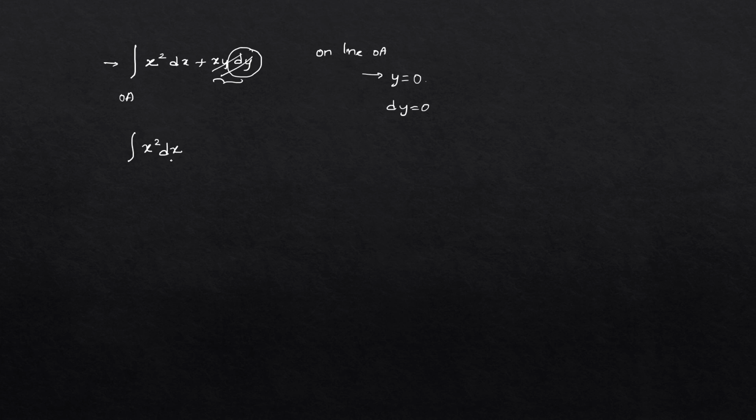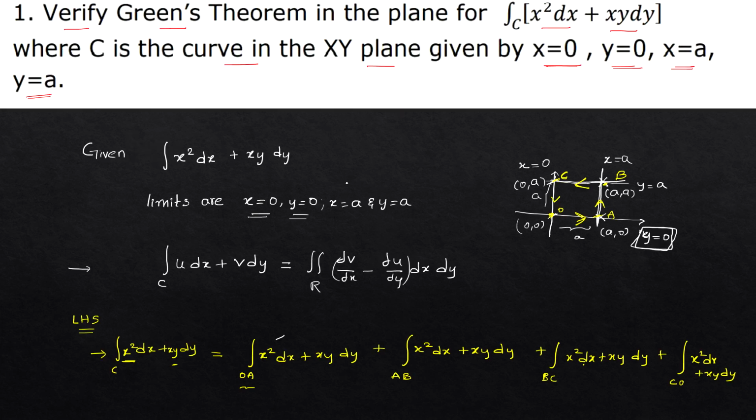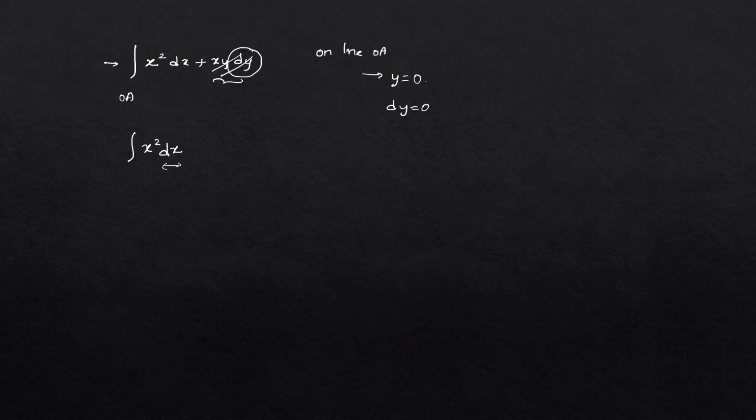Now, what remains is dx, which means we have to write the limits of x. In the line OA, the limits of x vary from 0 to a. That is very important. While solving the integral over OA, dy is eliminated and the remaining part is only dx. For the dx, we have to write the limits of x, and they vary from 0 to a.